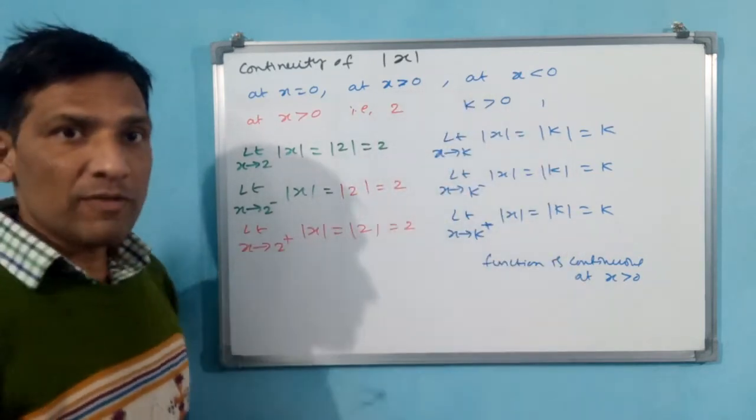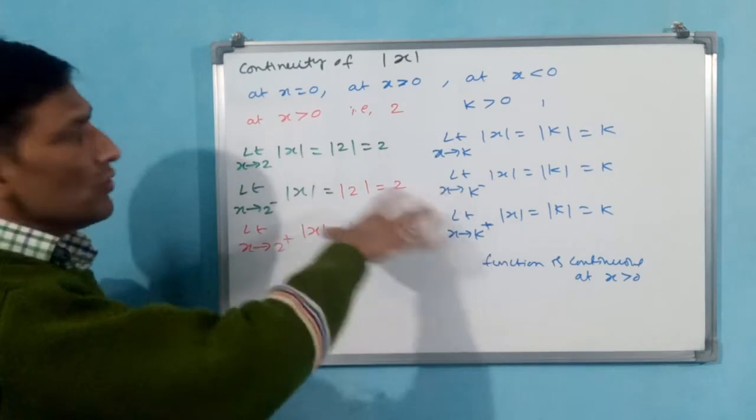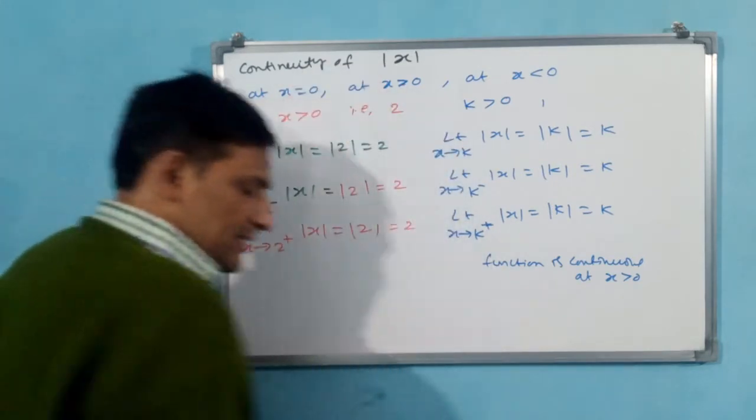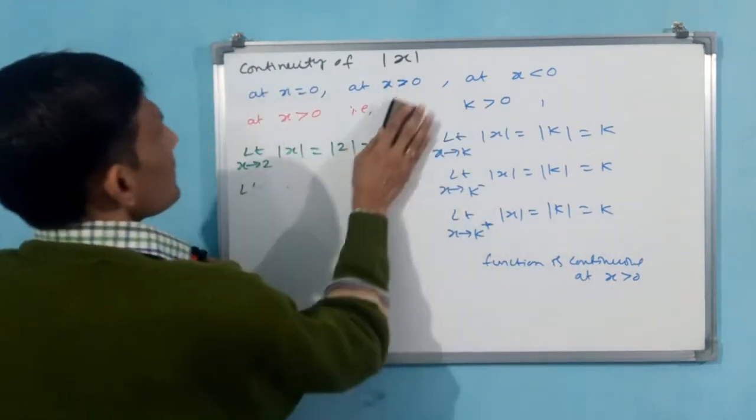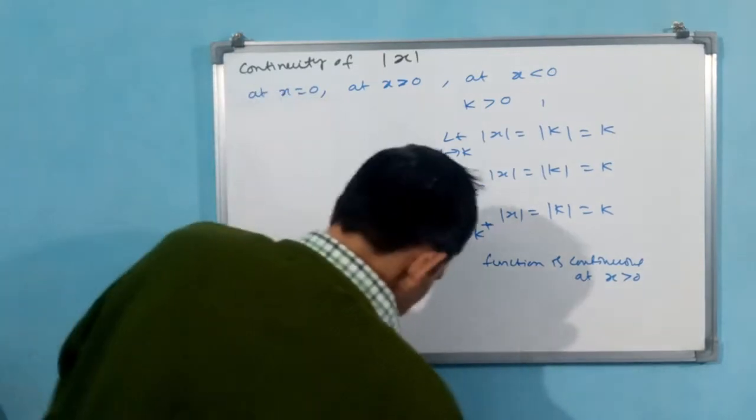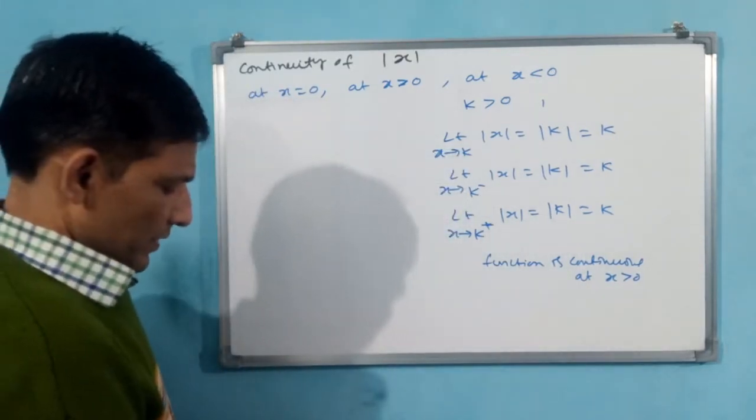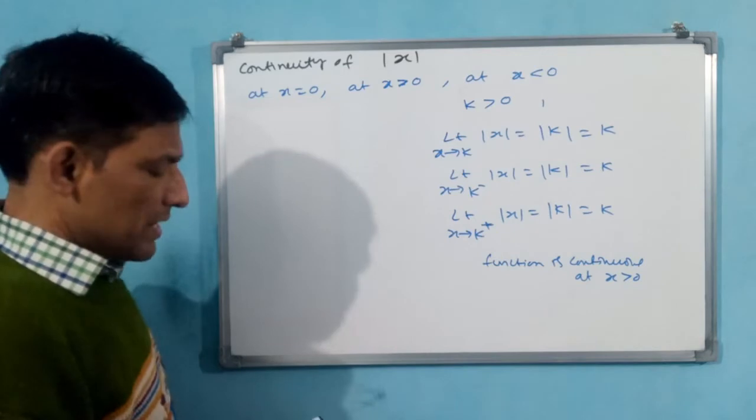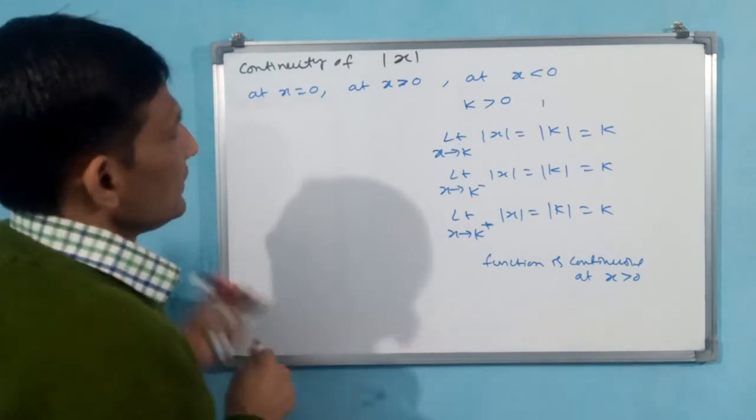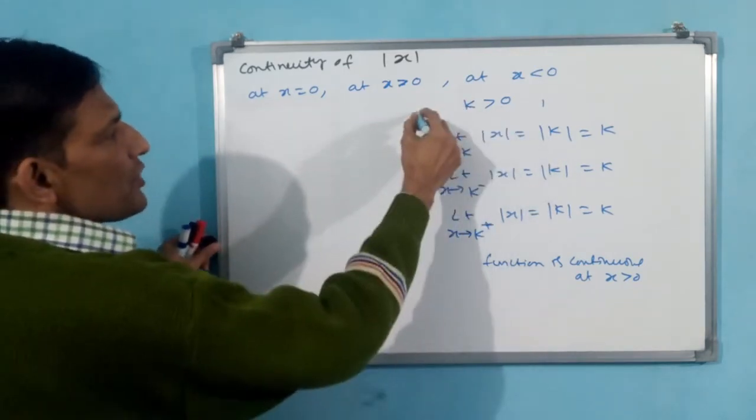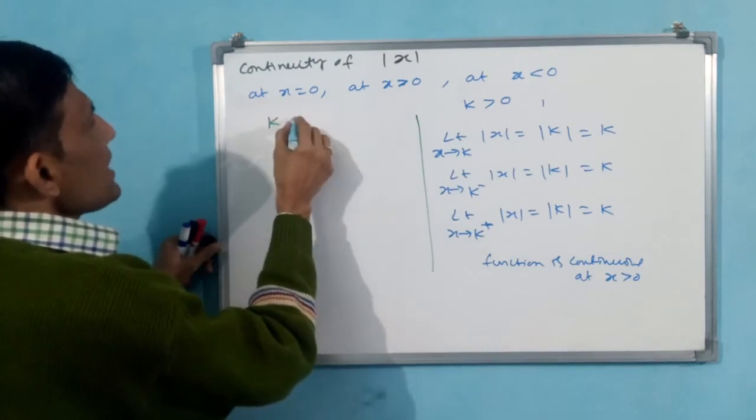Okay, this is the case of x greater than 0. Now I am writing here x is less than 0. You see, same like. Okay, see what I am writing here, this side. When k is greater than 0, continuity we have seen. But now I am writing k is less than 0.